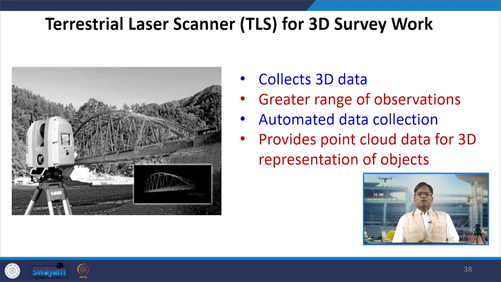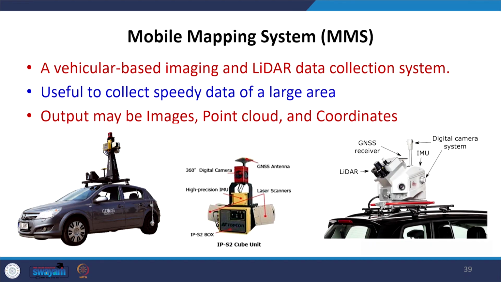The next important equipment is the terrestrial laser scanner for 3D survey work. We can mount it on a tripod and cover a very large area, up to a kilometer long, if the visibility is there. It collects 3D data, has a greater range of observation, is an automated data collection approach, and provides point cloud data for 3D representation of the object. So, this instrument, TLS, has also given us a lot of freedom to collect a large amount of data in the shortest possible time.